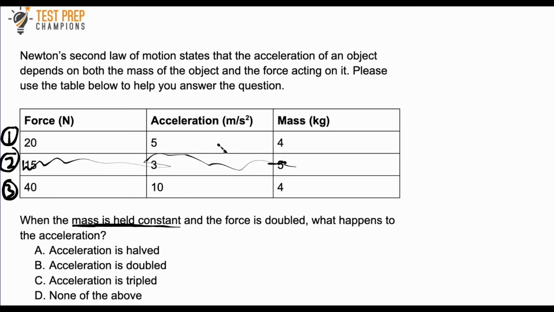Now, here in case 1, we see that the acceleration is 5. And we come down to case 3, and we see that the acceleration now is 10. So we see here that when the mass is constant and the force is doubled, the acceleration also doubles. So the correct answer here is B.